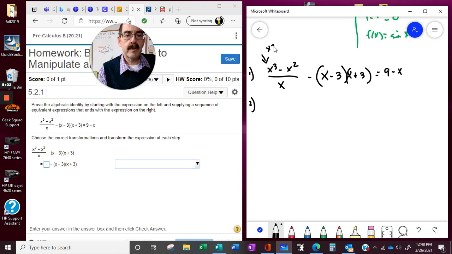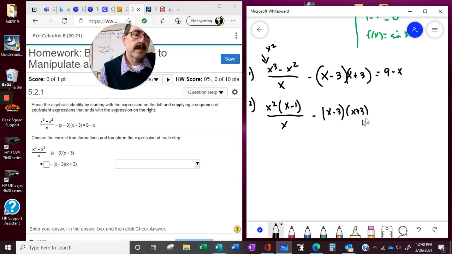x squared, x minus 1, over x minus 1. x to the third minus x squared over x minus 1 equals x squared. Okay. Minus (x − 3)(x + 3) equals 9 minus x. Okay, that and that. So now, step 3.